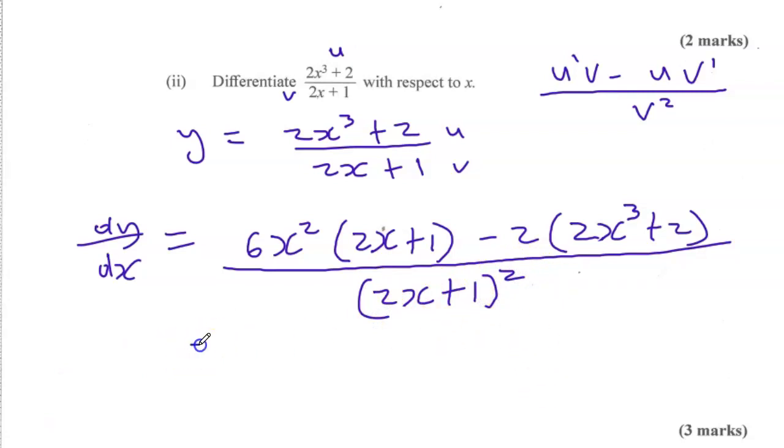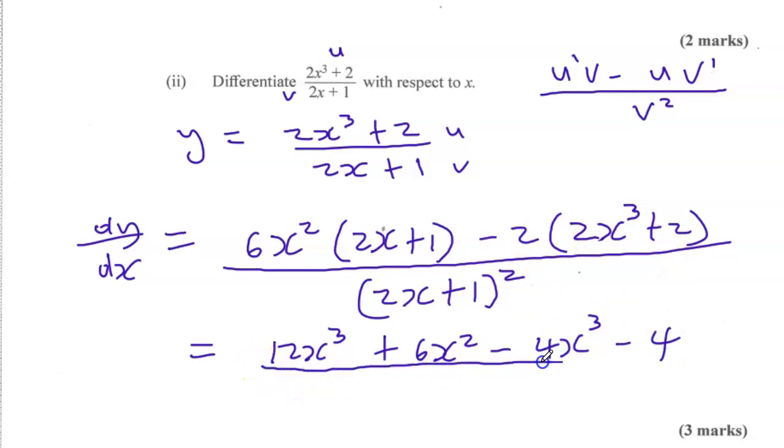Let's try and simplify if we can. We can expand the bracket. So 6x squared times 2x, that's 12x cubed. 6x squared times 1, that's 6x squared. Next bracket, minus 2 times 2x cubed, that's minus 4x cubed. And minus 2 times positive 2, that's minus 4. All over the square of the denominator.